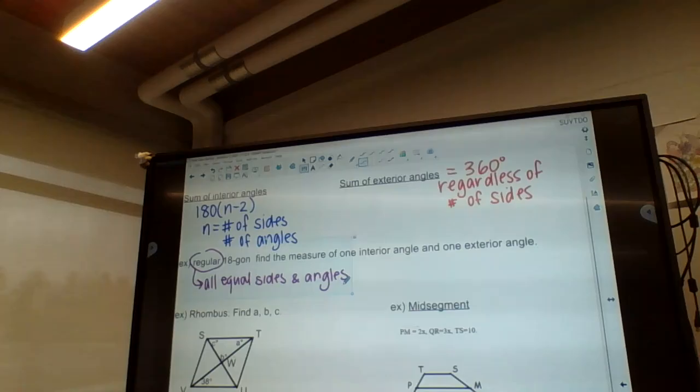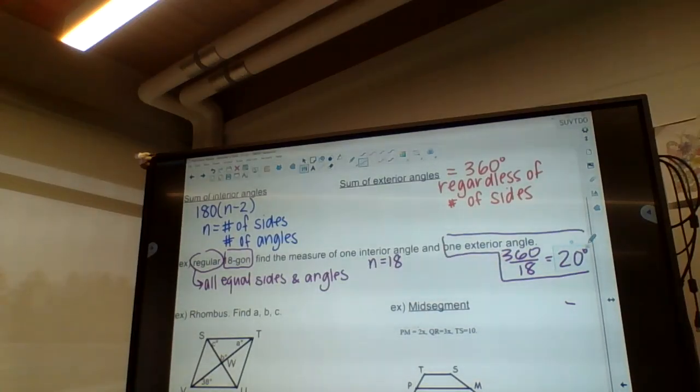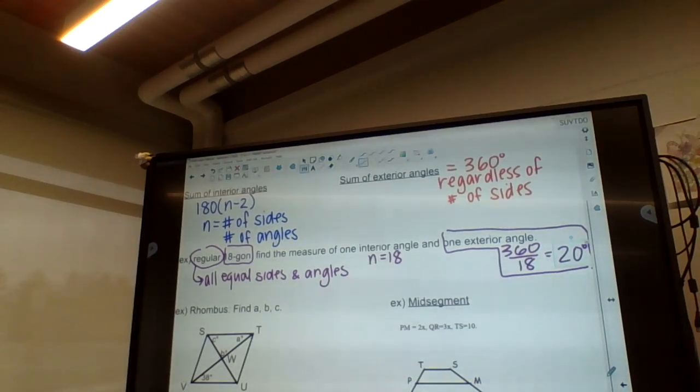Any thoughts? I think there's one that's easier to do right away. Yeah. Exterior, would that just be 360 divided by 18? Yeah, I think working with the exterior angles is smarter because I know exterior angles always add up to 360. It has nothing to do with the number of sides. So we would just do 360 divided by 18. Sorry, we know the number of sides. So one exterior angle would be 20 degrees. So we found that already.